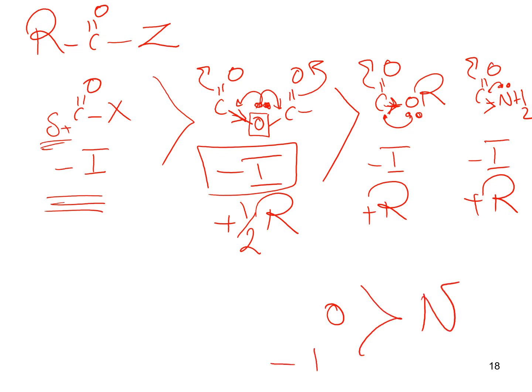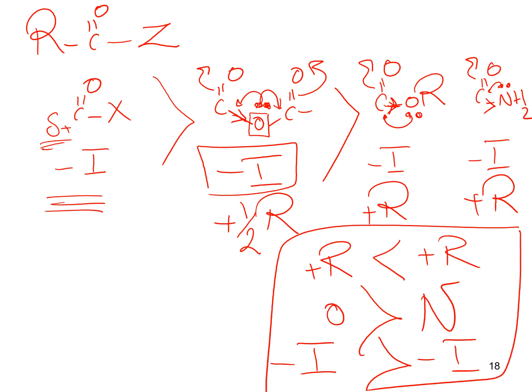So when it withdraws electrons by induction, it withdraws more than the nitrogen because it's more electronegative. And when it donates by resonance, it's reluctant. It doesn't want to donate electrons by resonance. It's holding on. It's keeping its electrons. So it's not donating them that easily. And that's why esters are more reactive than amides.